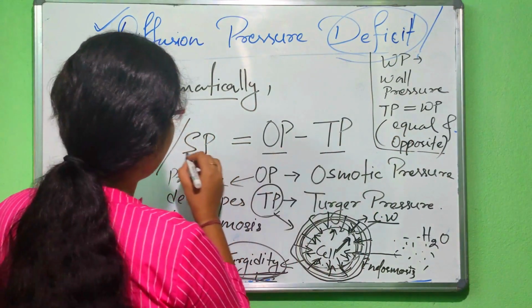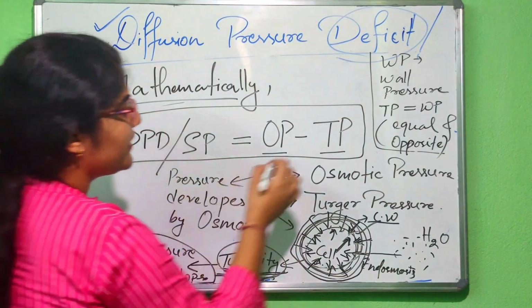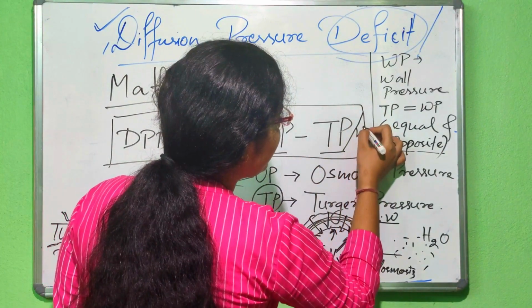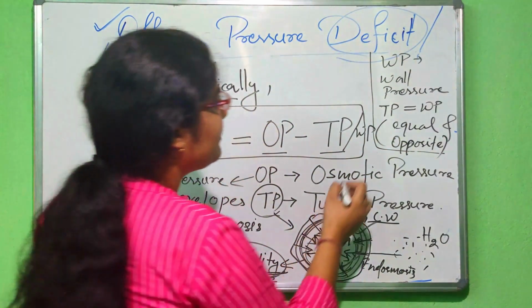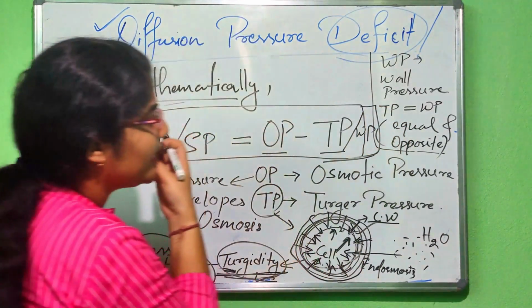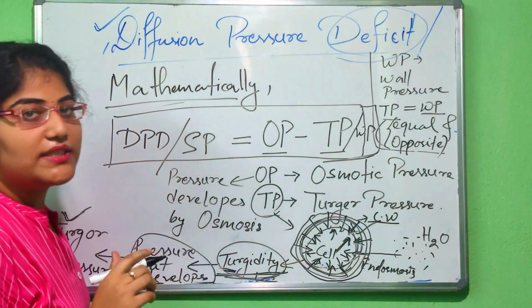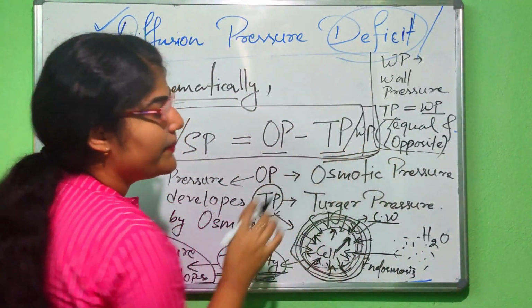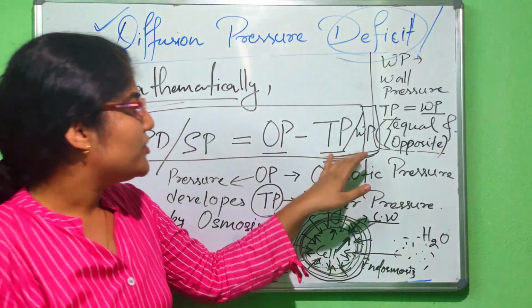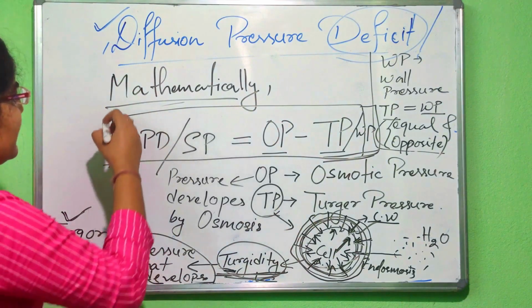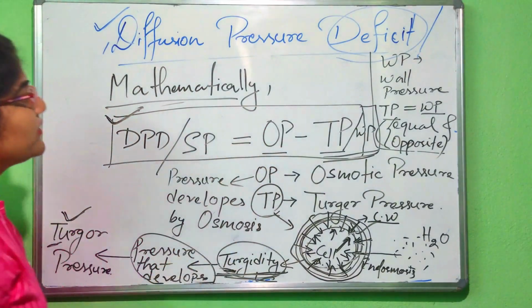So here is the mathematical representation of DPD. Here we may write TP, and we can write WP also. Why can we write it? Because these two, TP and WP, are equal and opposite. So we can write WP here also. Clear? What is osmotic pressure? What is Turgor pressure? This equation comes under your short question. Okay, so note this point.